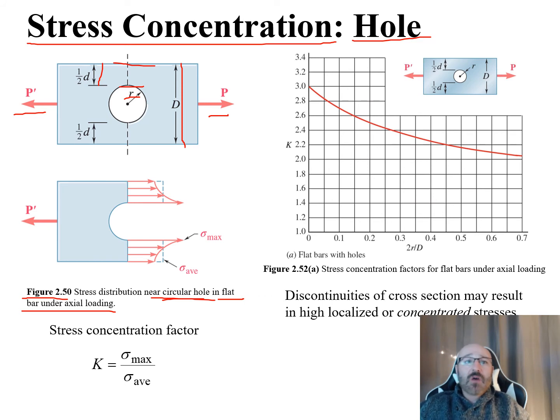So what we can see now is we have these stress concentration factors. This is defined as the variable K, where K is equal to our sigma max, our max stress, over our average stress right here.